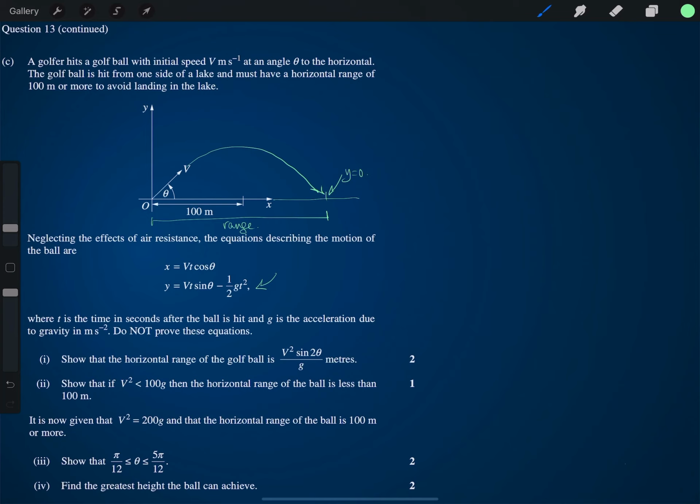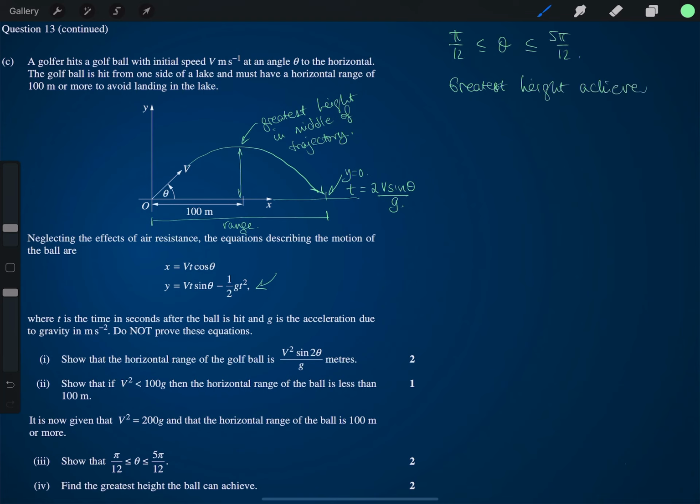So our next part says find the greatest height the ball can achieve. So we've got to remember that the angle is somewhere between pi on 12 and 5 pi on 12. And we know that the greatest height that is achieved happens right there in the middle of the trajectory. And so basically what we want to know is what is the height at half time, right? And if we recall that the time we discovered earlier was 2v sine theta on g, then half time is going to be at v sine theta on g.